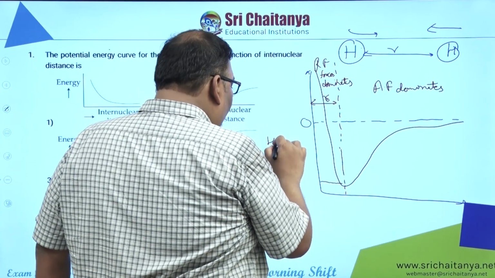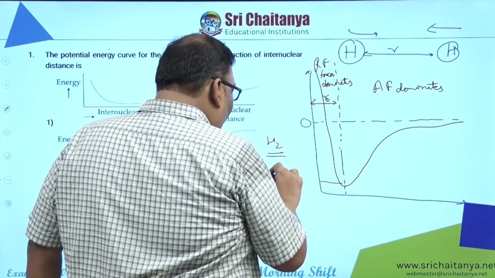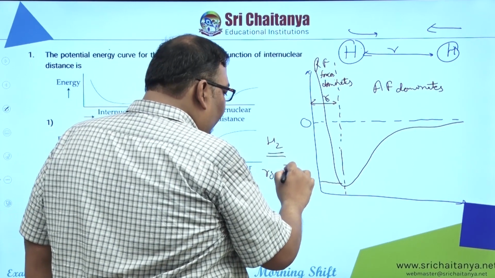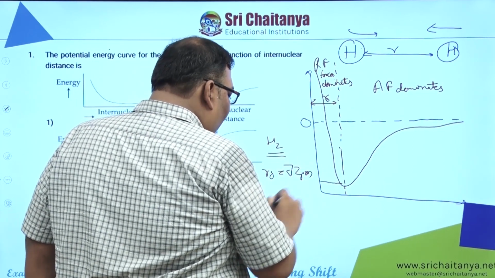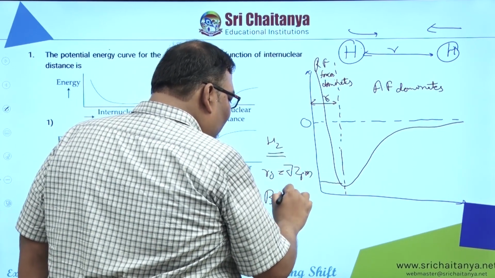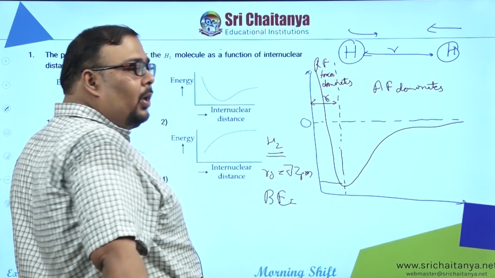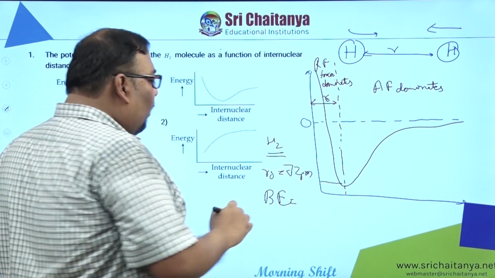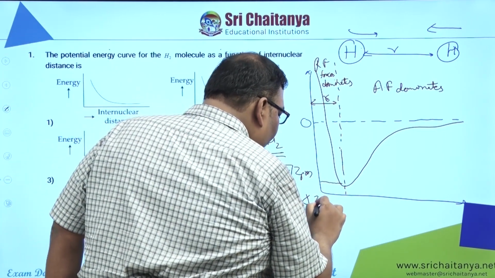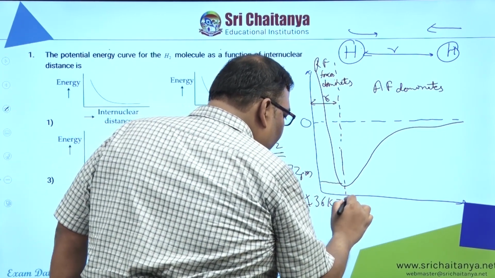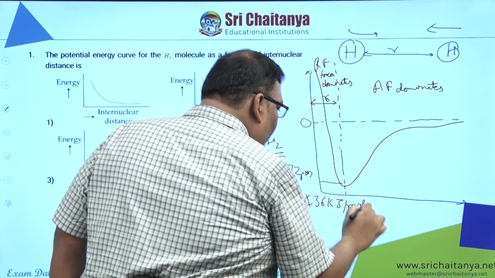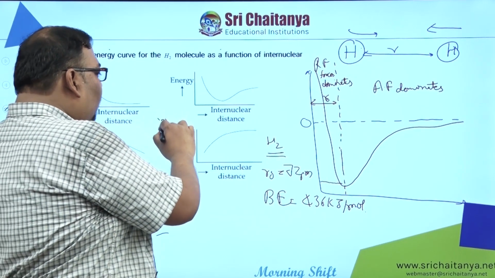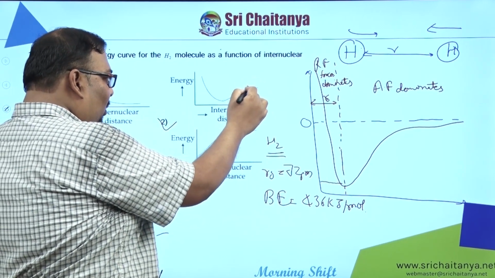So, for hydrogen molecule, the bond length which is represented by R naught will be 72 picometers, and the bond energy, which corresponds to the minimum potential energy of the system, that is the energy which is released, its magnitude will be 436 kilojoule per mole.